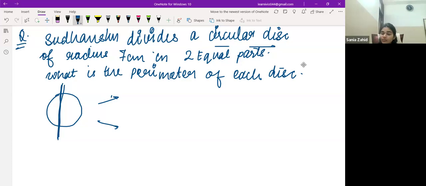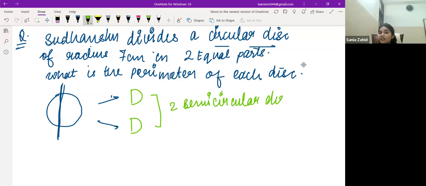Look here very carefully, okay? When I am explaining the question, just look on the board. So this is a circular disc and Sudhanshu divides it into two halves. So this is one half and this is the other half. These are two semicircular discs. Now you have to find the length of each disc. What is the perimeter of each disc? So perimeter will be this part.